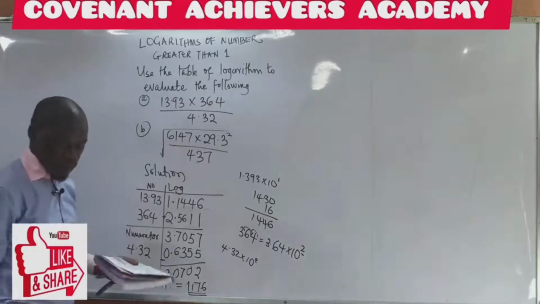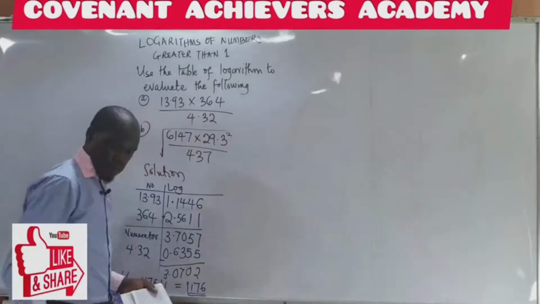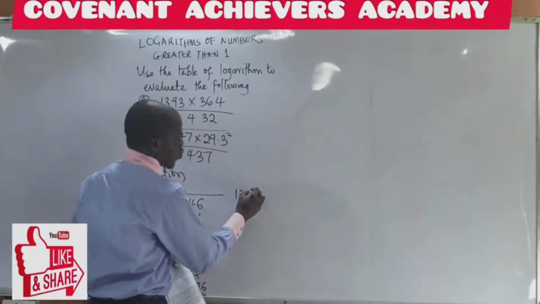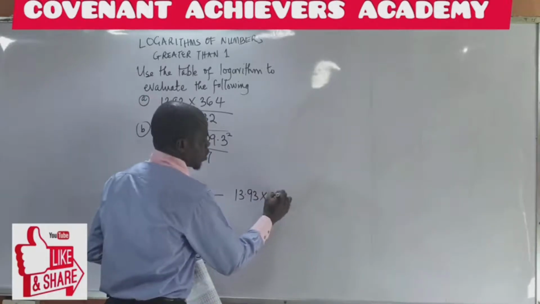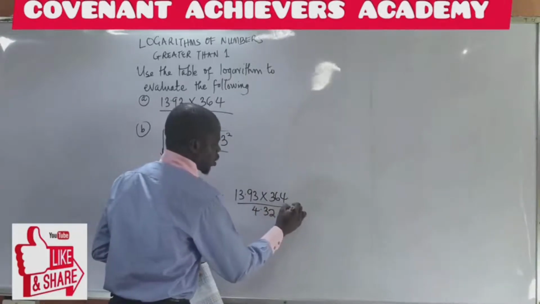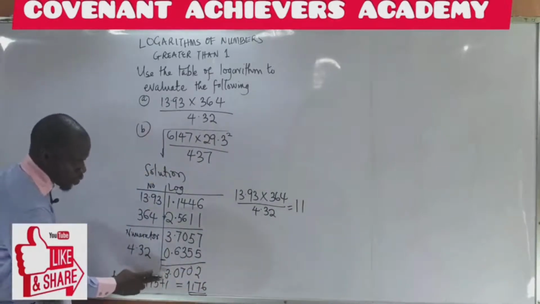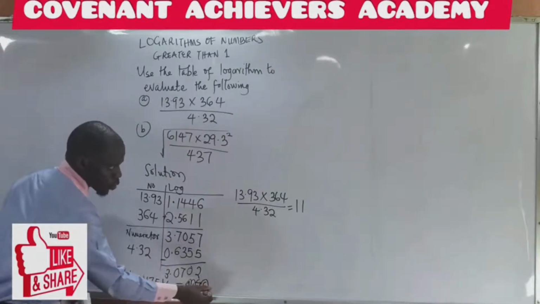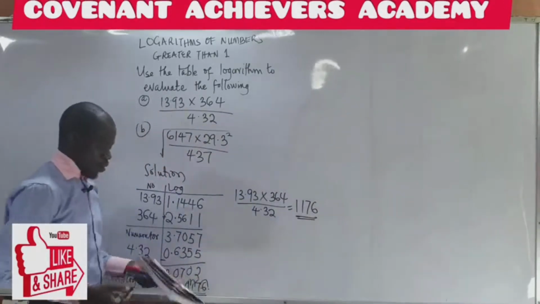So therefore, we can have the question in this way, as the question is 13.93 multiplied by 364 divided by 4.32. The answer gives us 1.176. Now, the 3 that you are having here, you are going to add 1 to it to make it 4. And you are going to move your decimal point 1, 2, 3, 4. So the answer now becomes 1176. Final answer in that way.